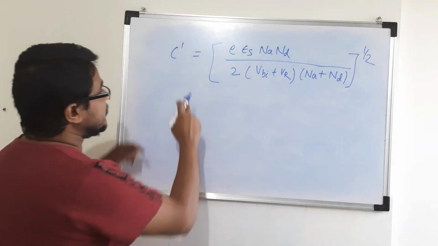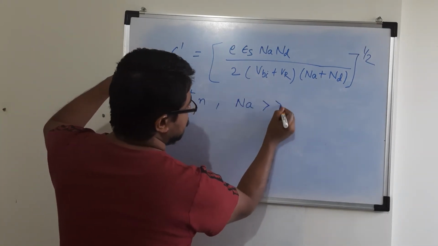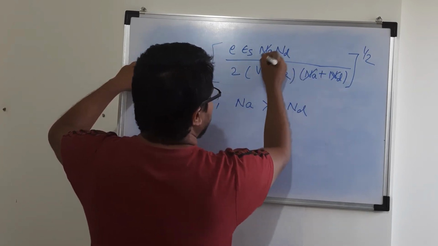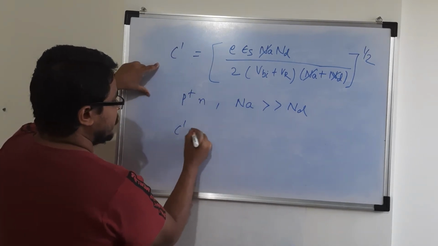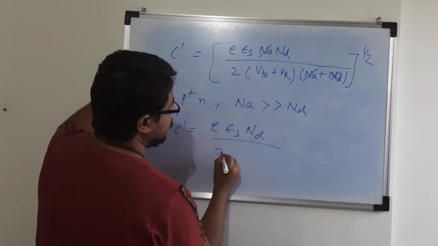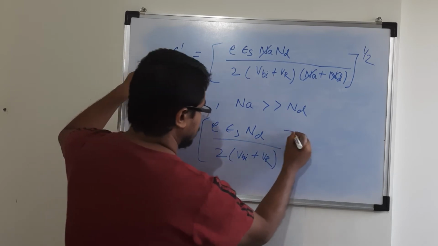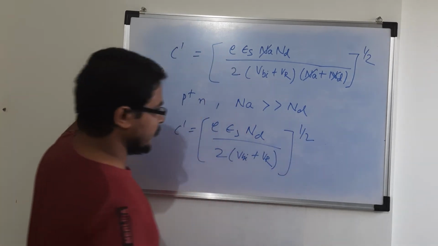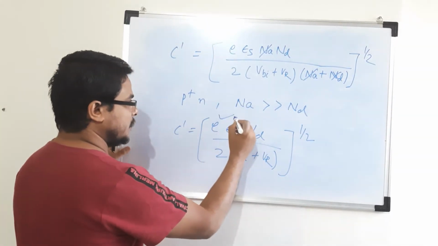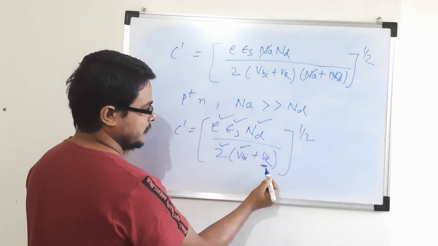Now again the same thing for P+N. If I take Na much larger than Nd, then Na + Nd can be approximated by Na, so Na and Na will cancel. So we can rewrite that the junction capacitance is C' = [e ε_s Nd / (2 (Vbi + Vr))]^(1/2). This is what we got. You can see here, for the junction capacitance of P+N, e is constant, ε_s constant, Nd constant, and 2 constant. Vbi is also constant. The variable here is Vr.